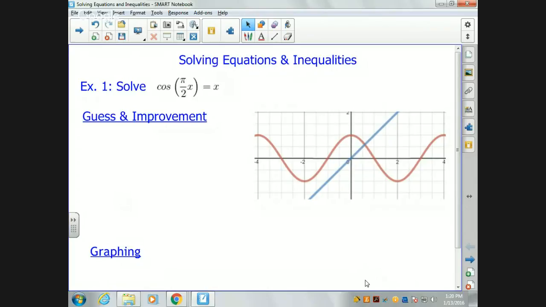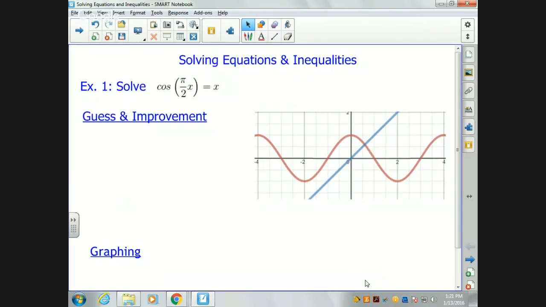I think it'll be a compression, because pi over 2 is going to be bigger than 1, ever so slightly. Pi is 3.14, divided by 2, so you'll have about 1.57 multiplying x. Because it's bigger than 1, we'll get a little bit of a compression. So the graph is here in red.